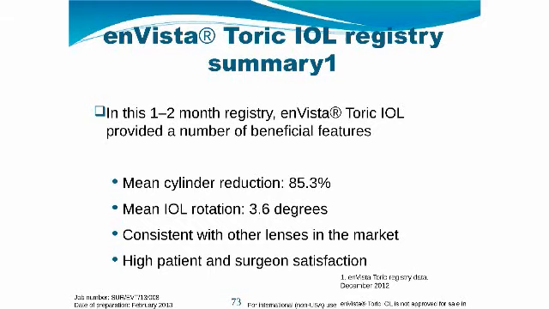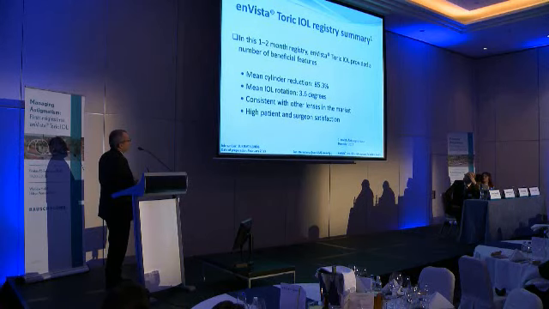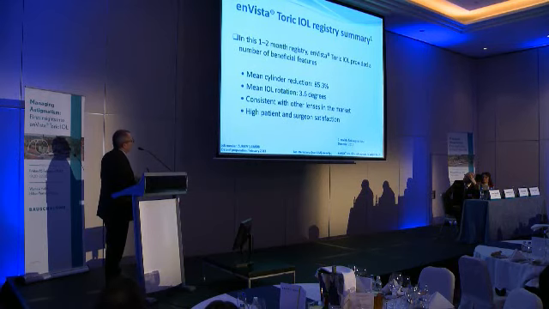So in summary, we can say that the Envista Toric IOL provided a number of beneficial features. Mean cylinder reduction 85.3%, mean IOL rotation 3.6 degrees, and this data is consistent with other lenses in the market, and high patient satisfaction, also for the surgeon, because when the surgeon is happy, the patient also feels that everything has gone well.